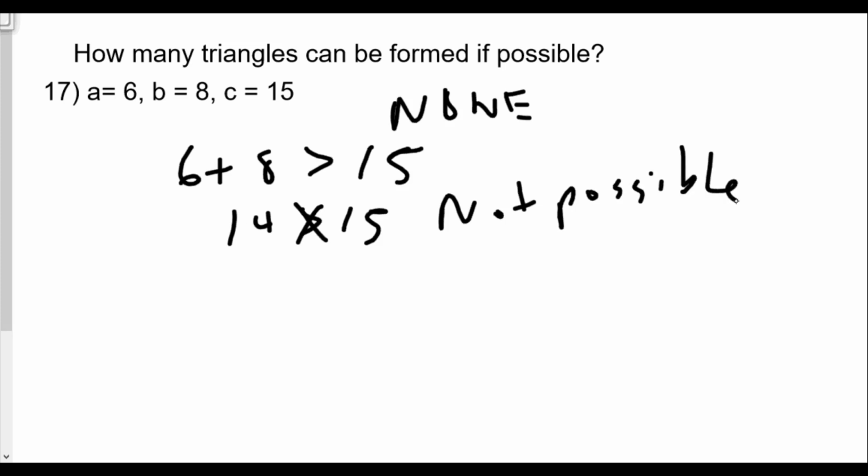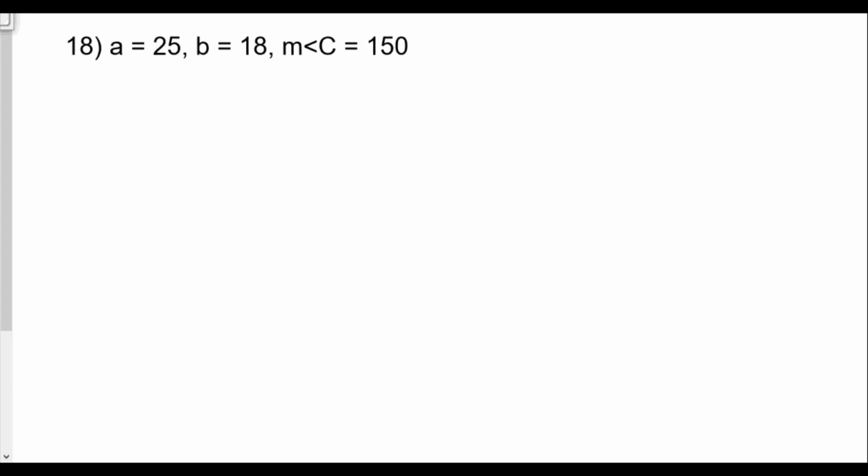Okay, and so that's the first one. We didn't have to use either law of sines or law of cosines. We just know that for the sides of a triangle, the sum of the two smaller sides has to be greater than the measure of the longest side. Okay, number 18. 25, 18, and the measure of angle C is 150.